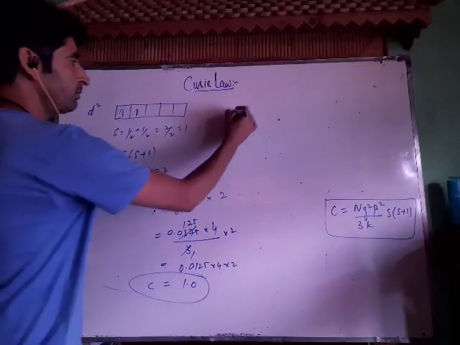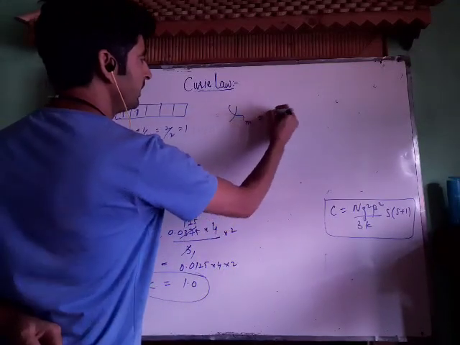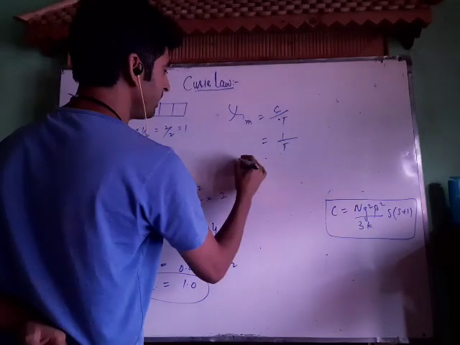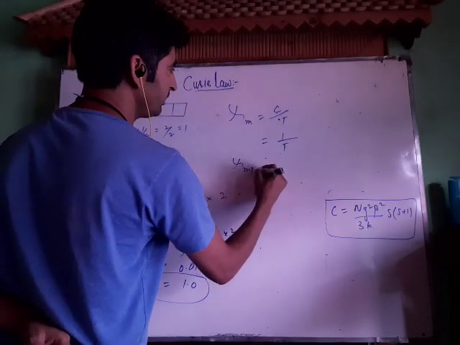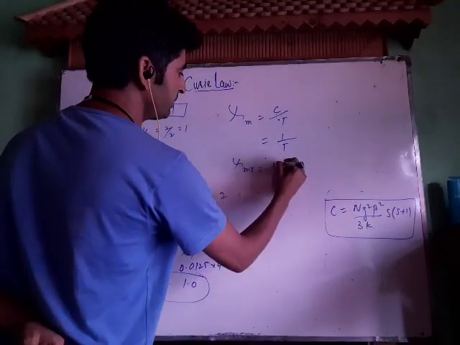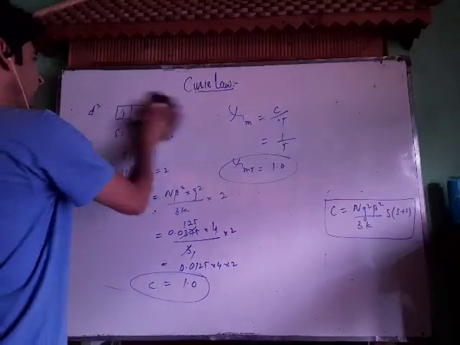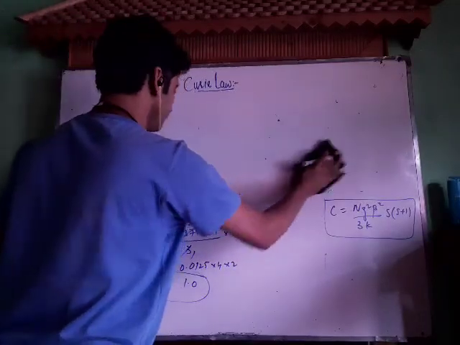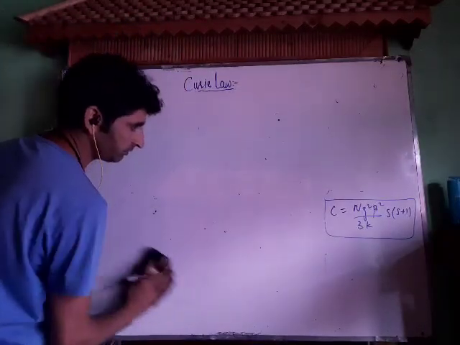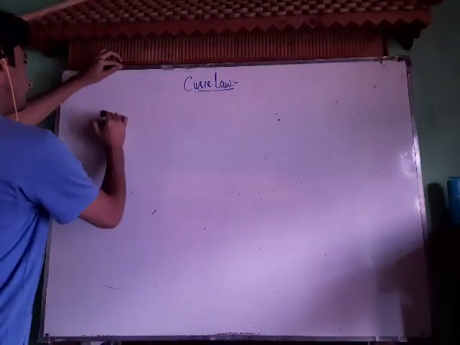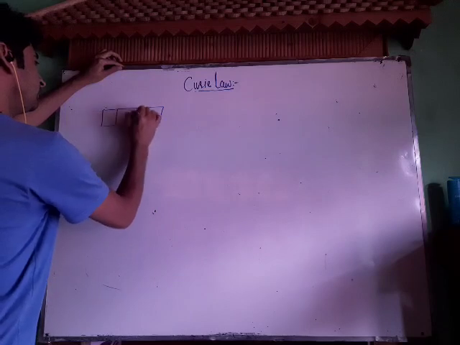Now if you have to determine magnetic susceptibility chi m, that's equal to C by T, that will be 1 by T. Or if you have to determine chi m T, that will be equal to this 1.0. This is how you have to determine it. Let us take one more example having 3 unpaired electrons.